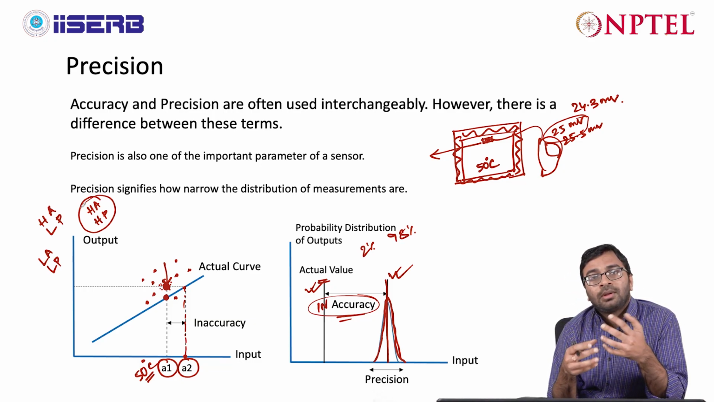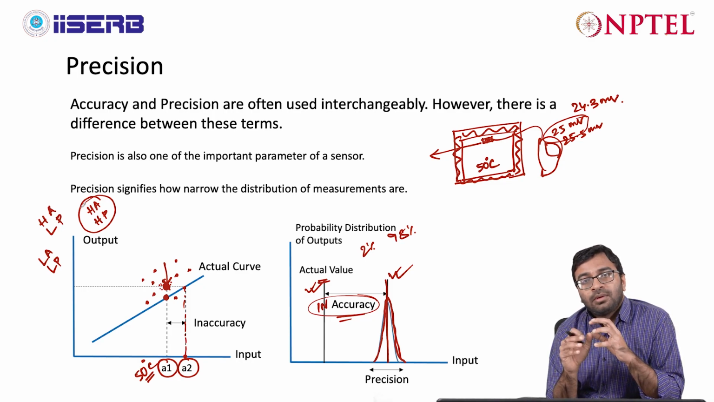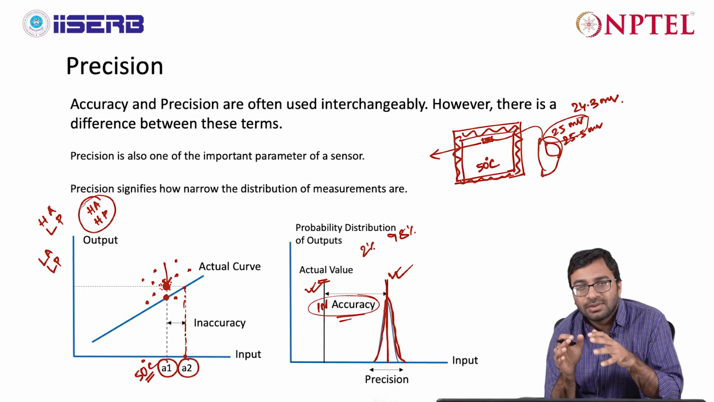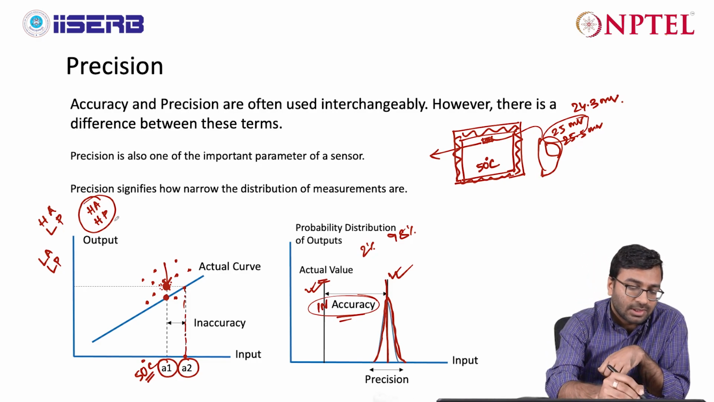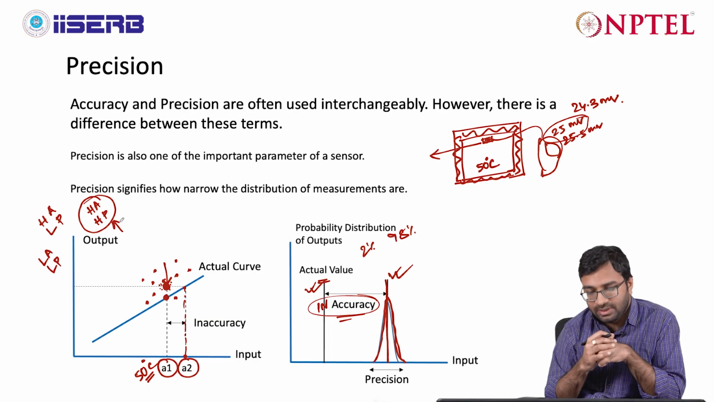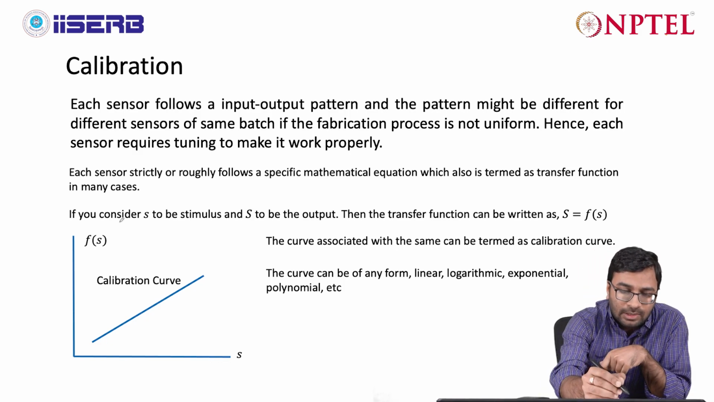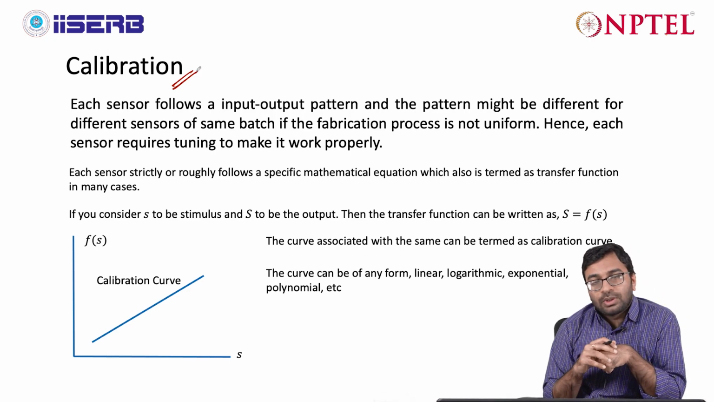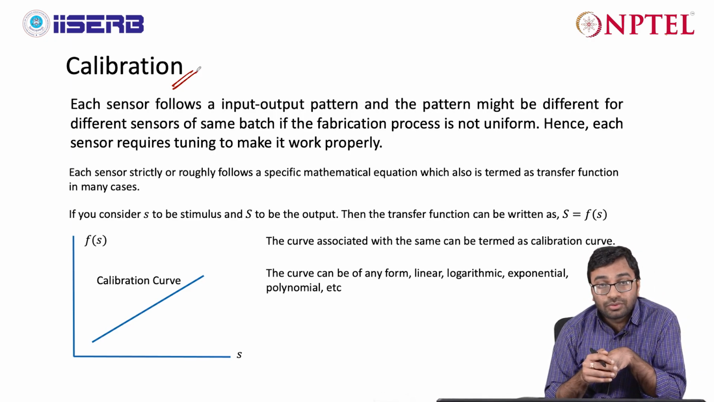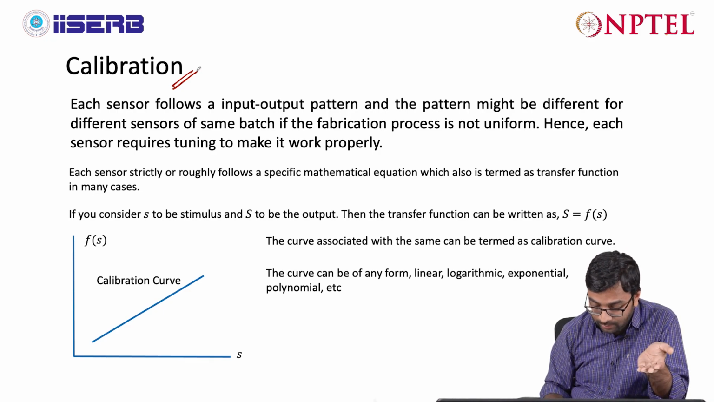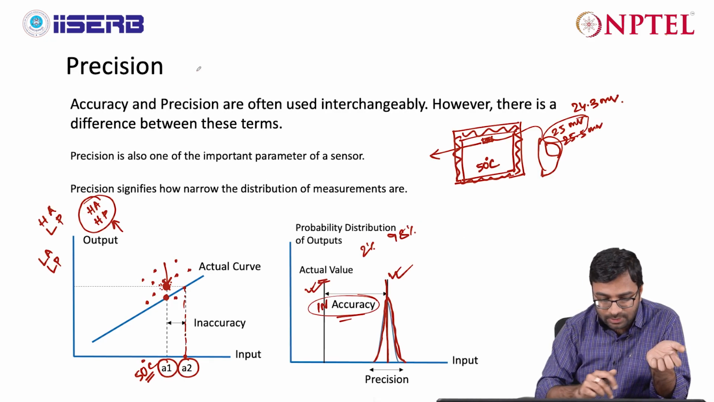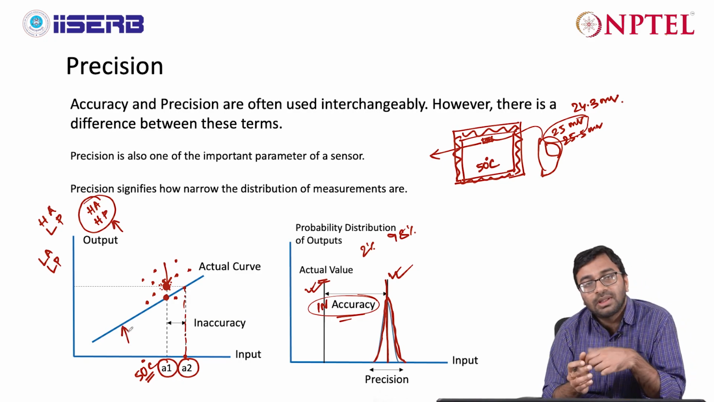Again, based on the application that you have, there can be a small deviation, or you can compromise to some extent based on the application, right? But ideally your sensor should be highly accurate and highly precise. Then we have one of the most important parameters, which is known as calibration. So calibration is the actual curve that we have seen maybe in the previous lectures. That is actually the calibration curve.